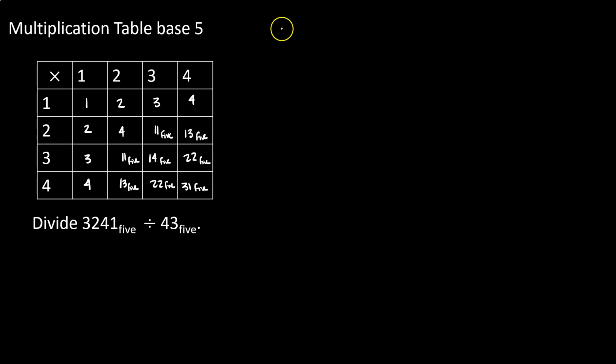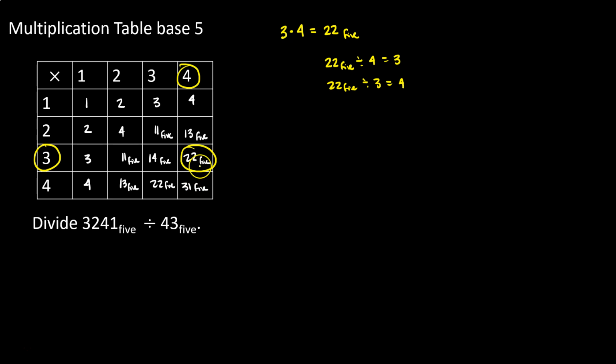For example, 3 times 4, in this table, is equal to 2 base 5. But another way to write that would be 2 base 5 divided by 4 equals 3, or 2 base 5 divided by 3 equals 4. So we can make the relationships between 3, 4, and 2 base 5 either by writing a multiplication problem or a division problem. So we'll read the multiplication table in a special way so that it's useful.